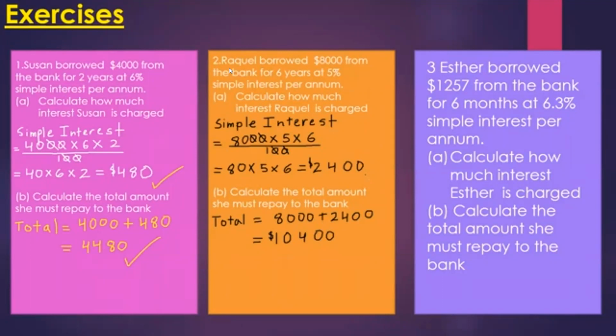Okay, good. And for B, calculate the total amount she must repay to the bank. You would add up the already $8,000 with the interest that she has to pay, and you get 10,400. All right, good. So in order to get the total amount she must repay to the bank, we have to add the principal and the interest charges. Make sense? That's how we can get the total.